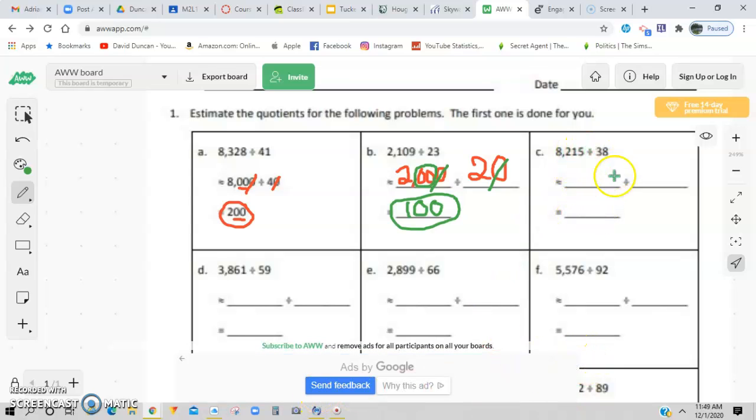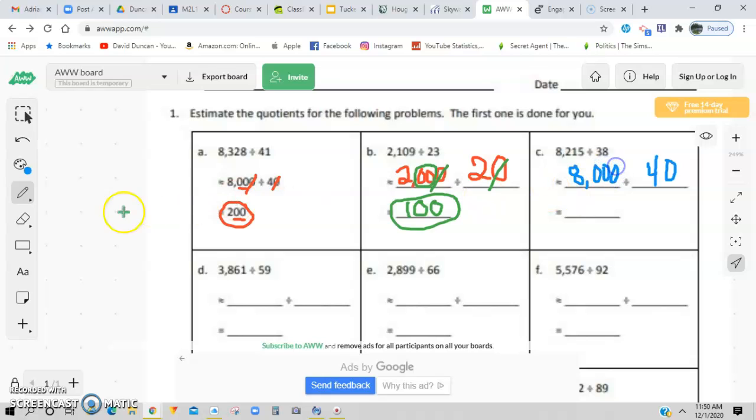Checking out letter C. Let's look at letter C here for a second. Let's go with blue. 38 rounded to a close 10, I'm just going to round that up to 40. Again, you guys are writing this down on your sheet that you have in front of you. 8,215. Well, I know 4 can go into 8, so I'm just going to round it to 8,000.